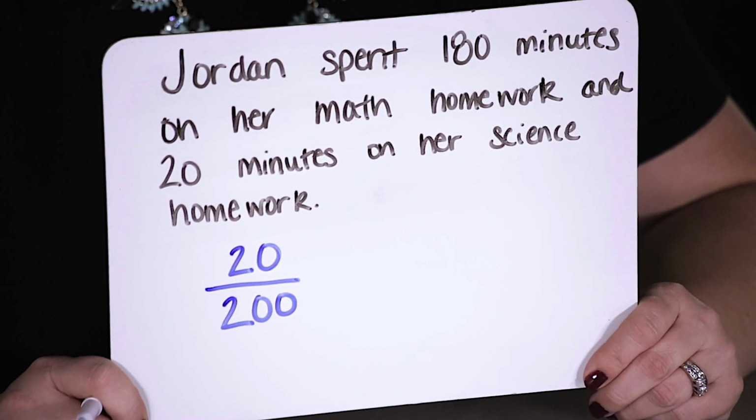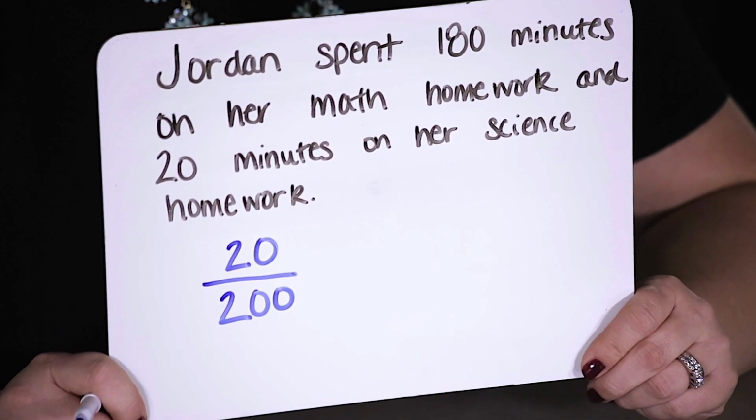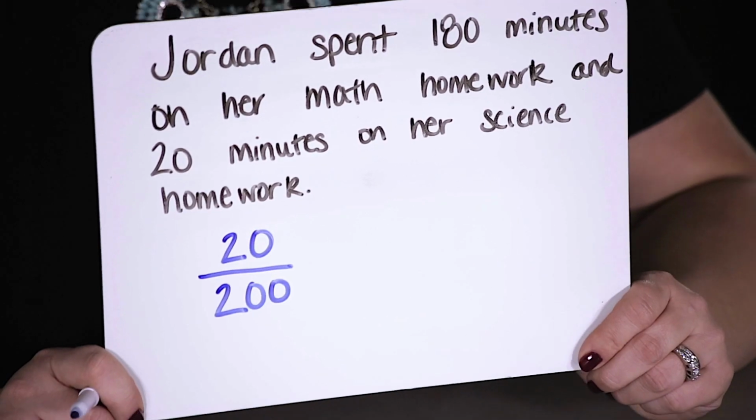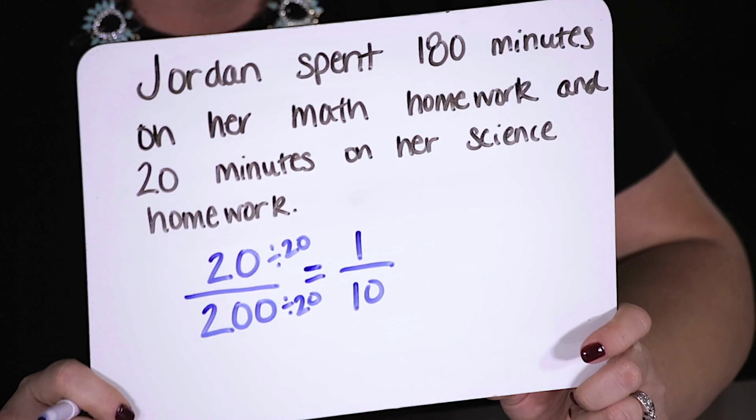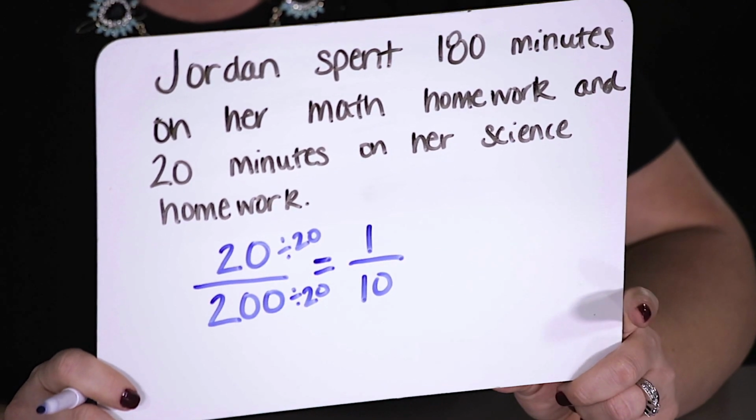We could find our unit rate by using our fraction by simplifying or reducing our fraction down to its smallest point. So we could divide both 20 and 200 by 20 and get our answer of 1/10. That tells us that 1 out of every 10 minutes she's spending on her homework is spent on science homework.